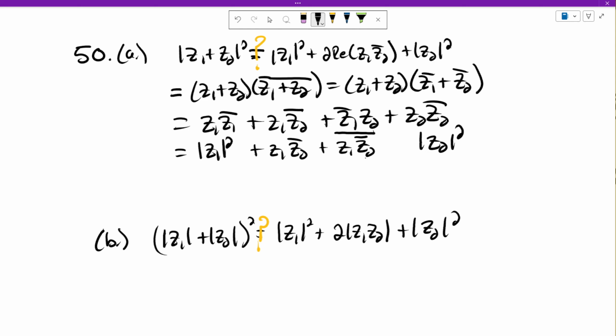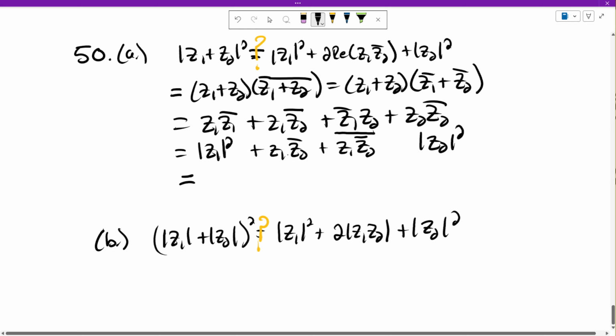But the point is now this is a complex number plus its conjugate. And by what we did earlier, whenever we add a complex number and its conjugate and divide by 2, we get the real part. Here we don't have a division by 2, so we get double the real part. As desired.